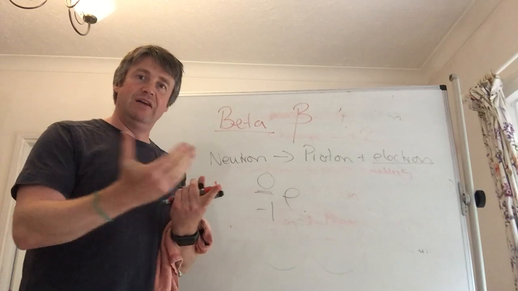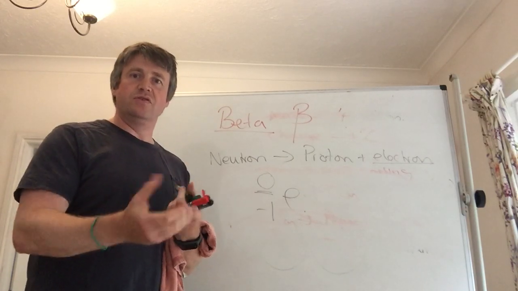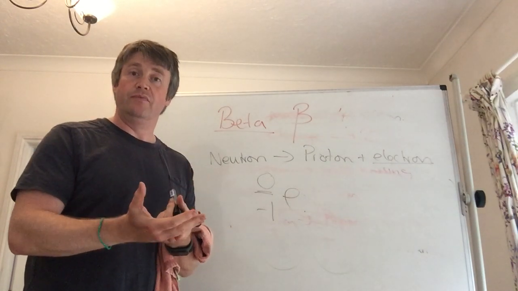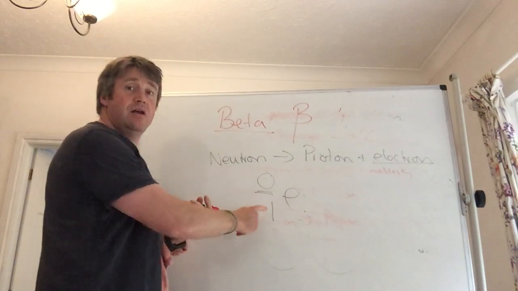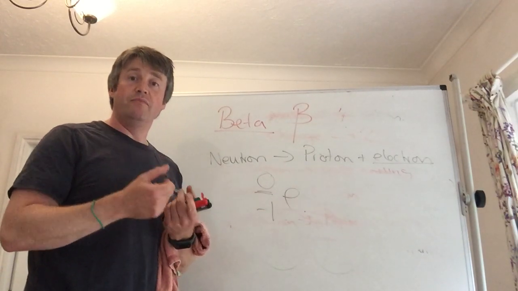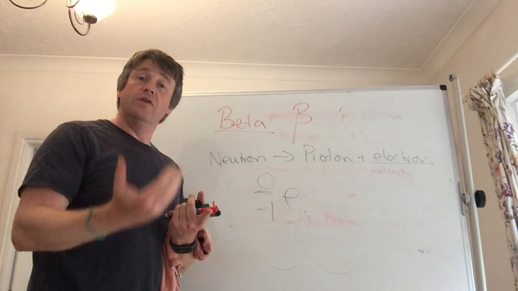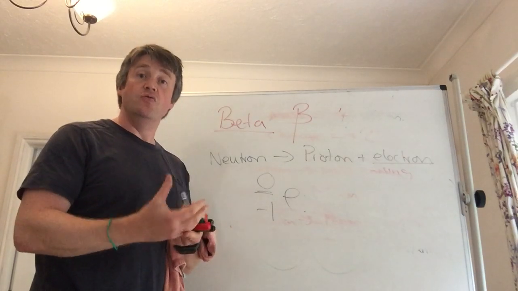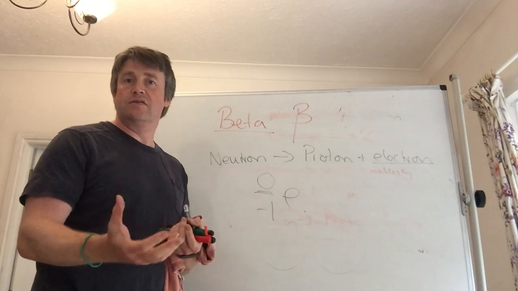Because of that, the overall number of protons plus neutrons stays the same. You've got one more proton, one less neutron, so the mass stays the same. However, the atomic number goes up by 1 because the atomic number is the number of protons. A neutron's turned into a proton, so the atomic number goes up by 1 and a different element is formed.